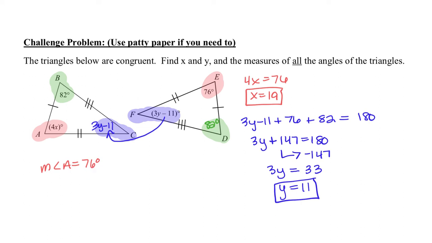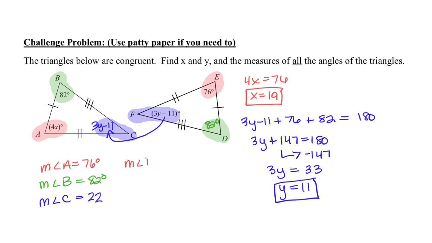Then let's look at the measure of angle B. The measure of angle B, we already know is 82 degrees. And then the measure of angle C, we're going to have to find by substituting what we got for y. So 3 times 11 is 33. 33 minus 11 would be 22. So that's triangle ABC, but because the triangles are congruent, the same would be true for the angle measures in the other triangle.